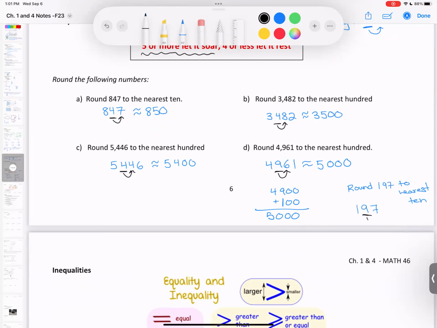Okay, so we're going to look at the position to the right of that 10. It's a 7, so that means it's 5 or more. Let it soar. So our 9 has to go up 1. So 9 can only go to 10, which means we're going to carry that 1 over to the hundreds position to end up with 200.